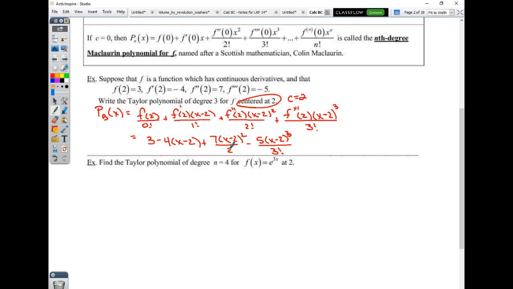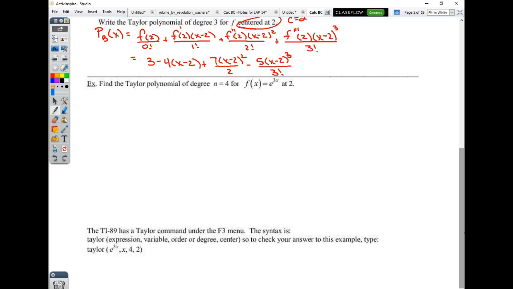Now, this is, of course, the beautiful, if they all were just that easy. But guess what? It's not always that easy. Traditionally, most of the questions we will deal with are going to be more like this second problem. Find the Taylor polynomial. So they're telling us it's a Taylor of degree 4 for f of x equal to e to the 3x at 2.